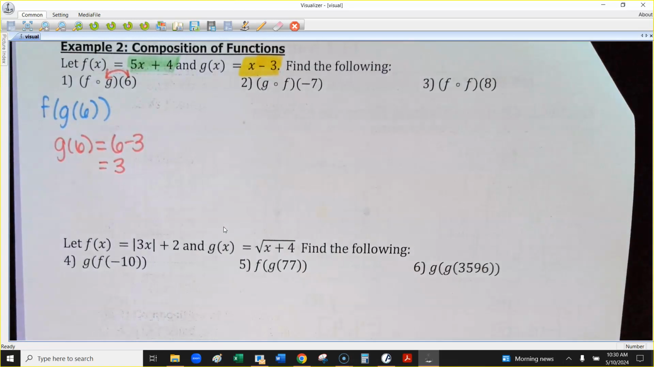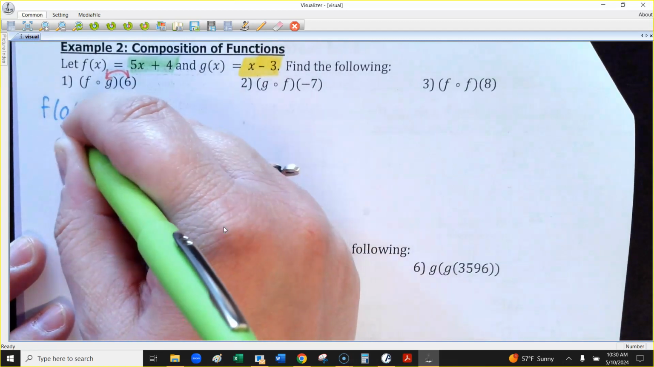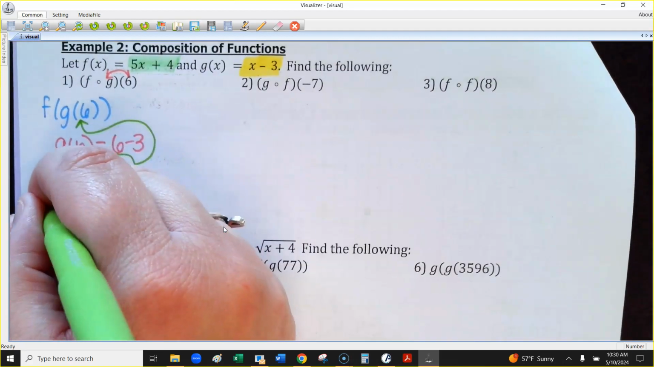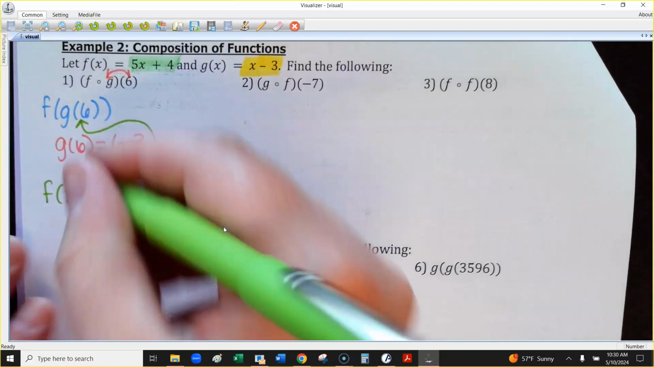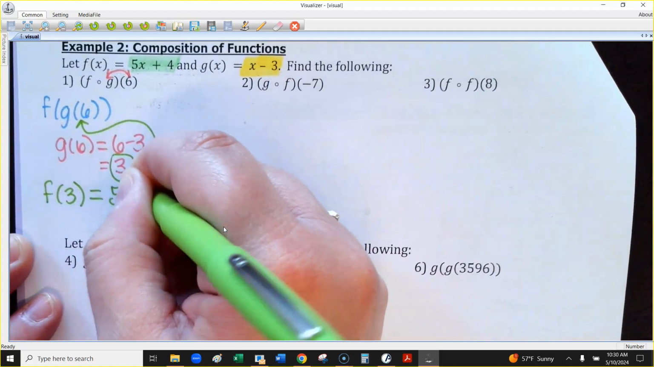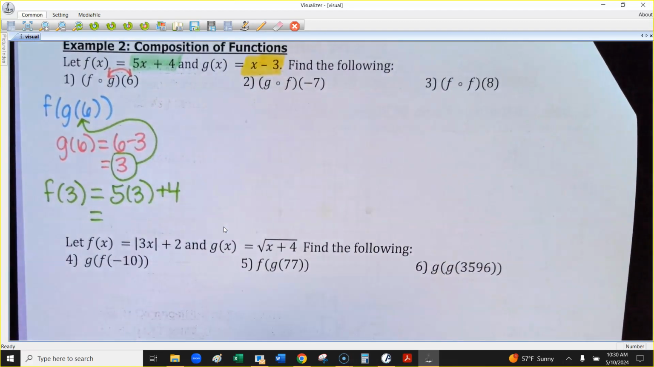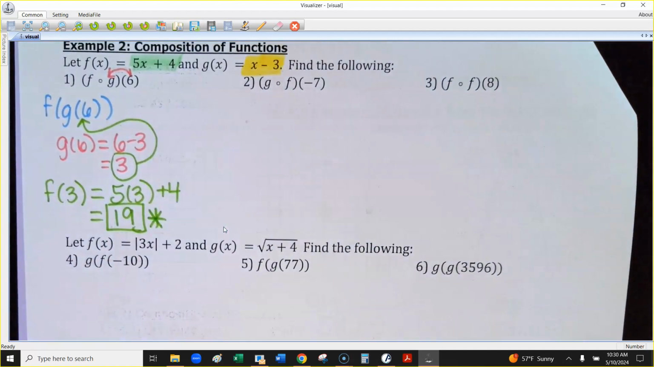Then what you do is you replace this for the g of 6. So it's two problems in one. You're just going to plug in 3 to the f of x function, and that'll give you your final answer. So I plugged in 6 to the g function, and I got a 3. So g of 6 is 3, and I'm going to take that 3 and plug it into the f of x function. Everywhere I see an x, I replace it with a 3. That one's the 5x plus 4. So then I do 5 times 3, which is 15, plus 4 is 19, and that's my answer to the question. It's just two problems in one.